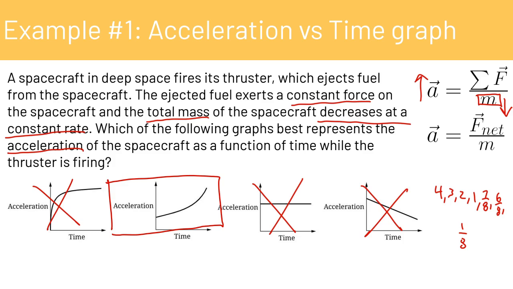When you're dealing with fractions, you flip the fraction and multiply it. So you end up with the total force multiplied by the denominator and then divided by the numerator. So your acceleration is going to start getting bigger slowly, and then as you get less and less mass, it's just going to start taking off like that. Okay.